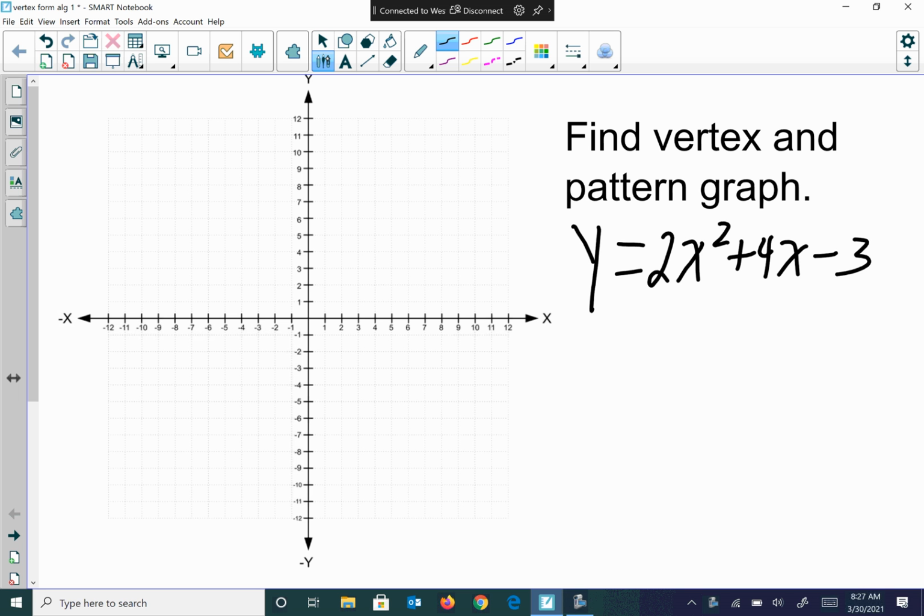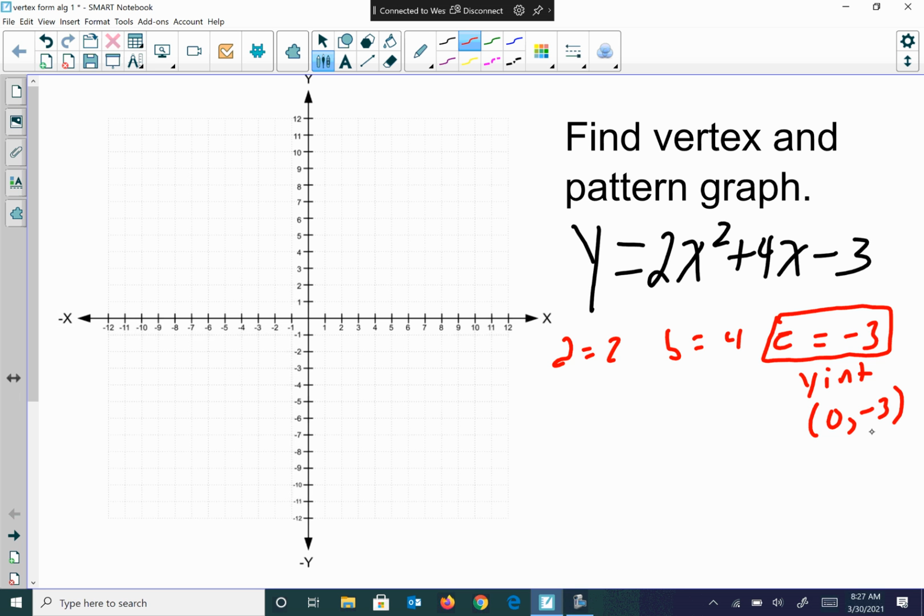So first one. This was the first one we started. Agreed? And we labeled it A, B, and C. Correct? Now, friends, we're going to talk about this C value for a moment. When this is all worked out in this fashion, that C value is where it crosses the Y-intercept. So the Y-intercept is (0, -3). Okay? Now, that's not the vertex.